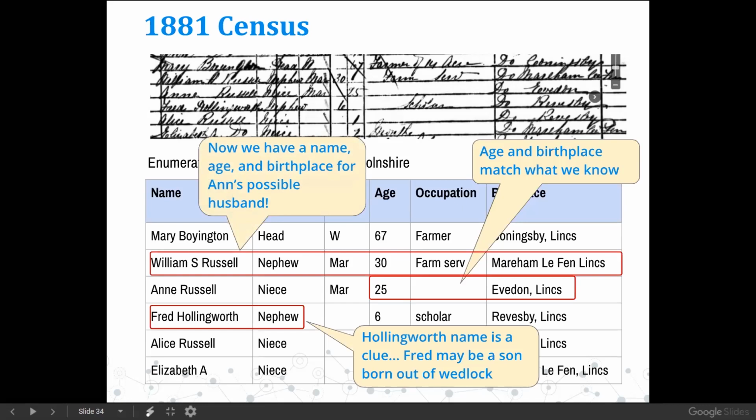And then finally, probably the most important thing that we notice from the 1881 census is that now we have a full name, an age, and a birthplace for Anne's possible husband.